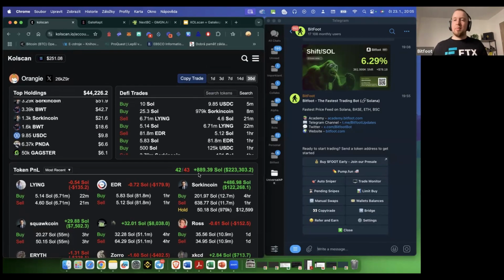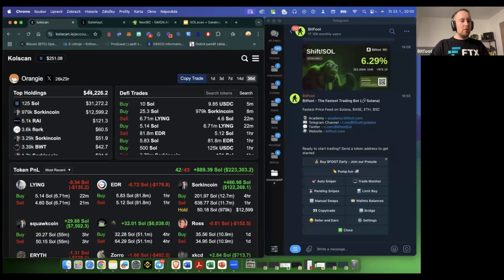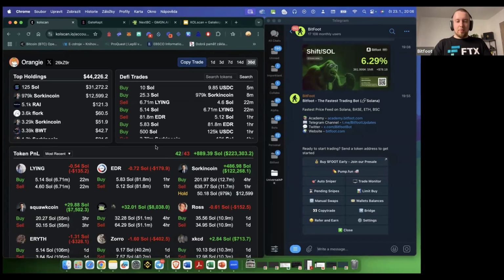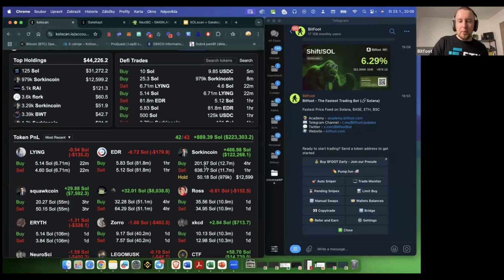Obviously, we don't know his capital, but we can see right now he owns $50,000. So this guy is making quite a lot of money from a relatively big capital, but he's making 5 times the amount he's currently holding. Obviously, he can withdraw and etc. So here we can see what his latest P&L are. We can see the Sorkin coin.